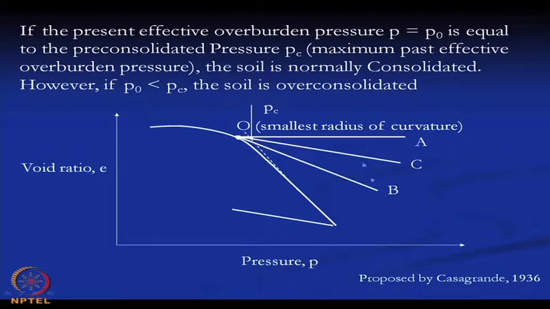Now, there is another very important thing: the over consolidated soil. What is over consolidated soil? If the current pressure applied on the soil is less than the pressure to which the soil was previously subjected, that is, the soil has experienced more pressure than is currently applied, then that soil is called over consolidated soil.